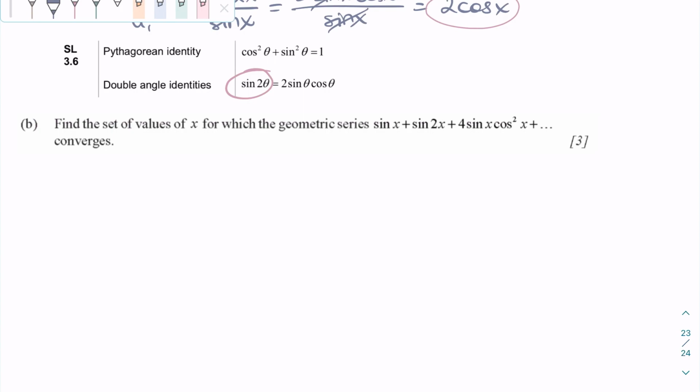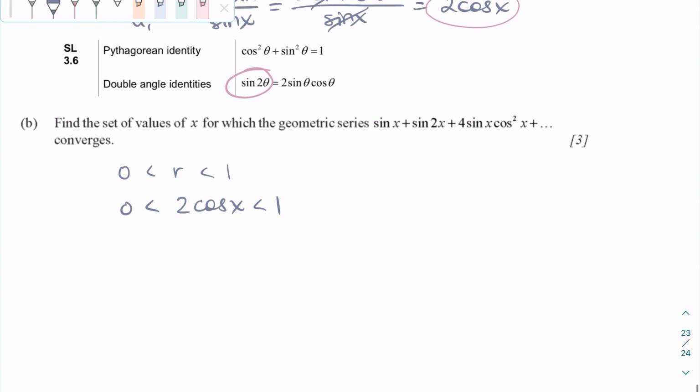Part B asks to find the set of values for x for which the series converges. A series converges when the absolute value of r is between 0 and 1. So we can just replace r with the ratio, which is 2 cosine x. So now we have an inequality that we need to solve.